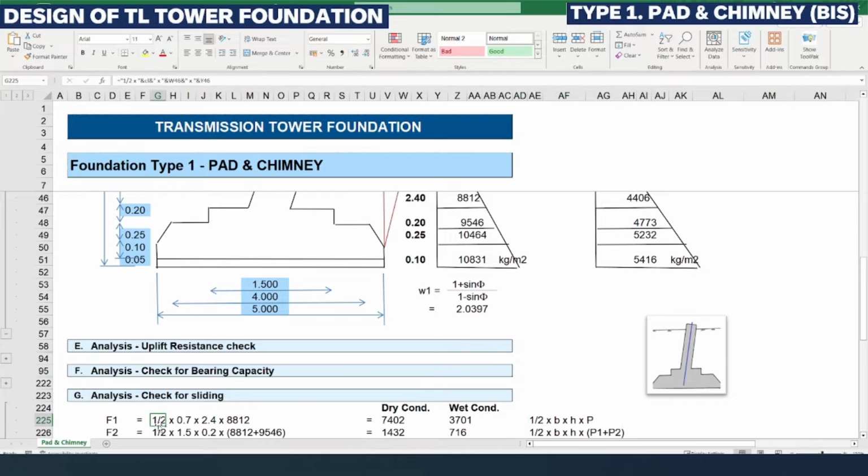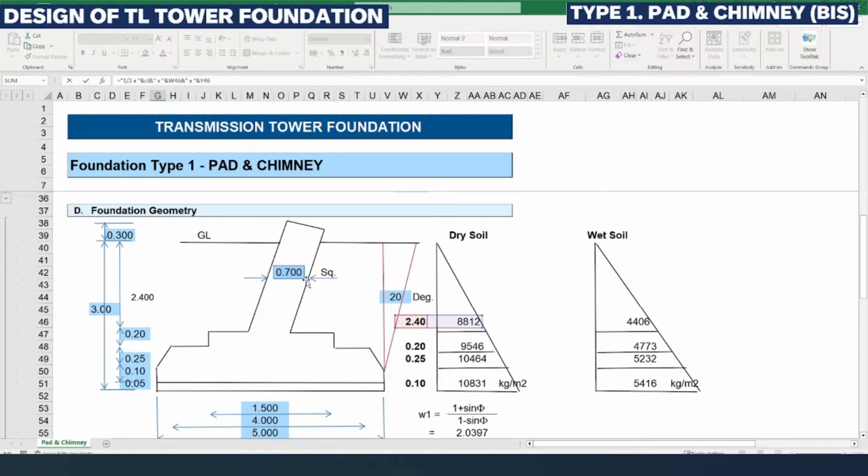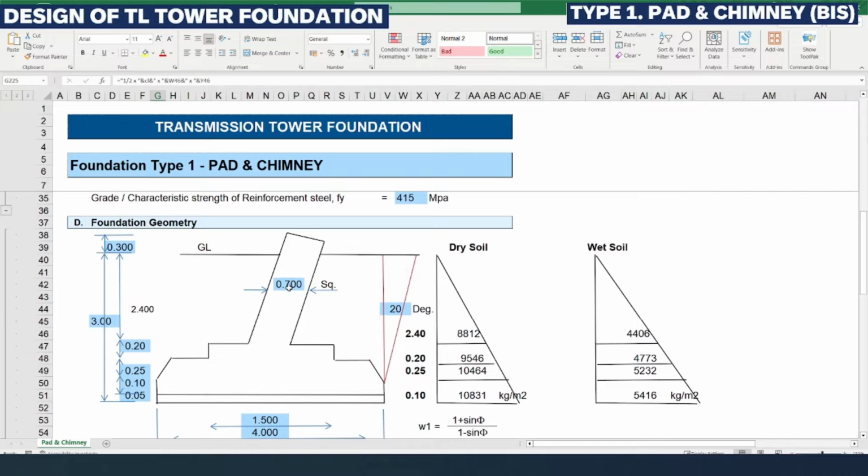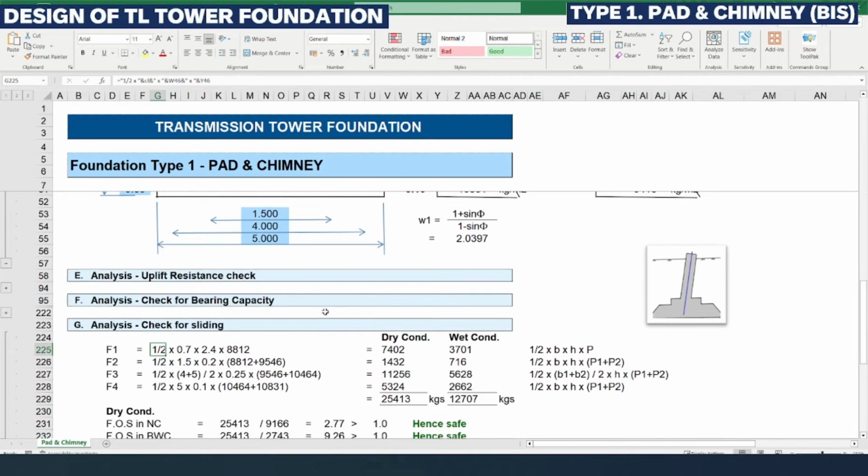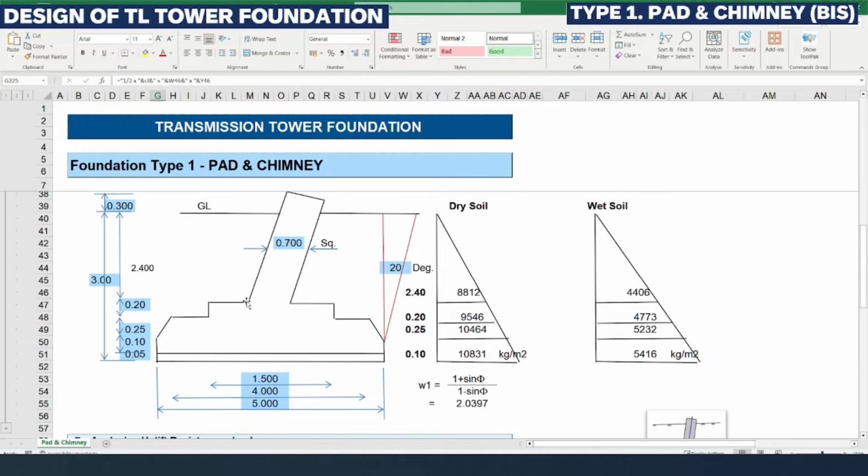So here you can see half is nothing but the coefficient for the triangle, and 0.7 is the B, that is the breadth which is going to be exposed to the soil. So here in this first level of triangle, only this chimney is going to be exposed. So 0.7 meter is the breadth, and height is 2.4 meter, which is the clear height from the top of the drop slab to the chimney or to the ground level. So this 2.4 is the level.